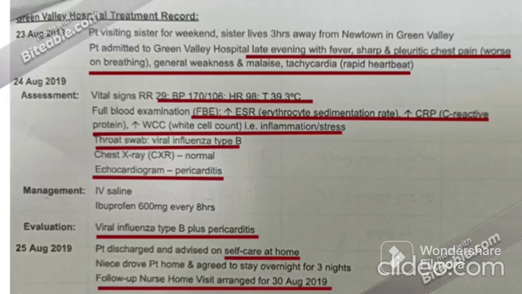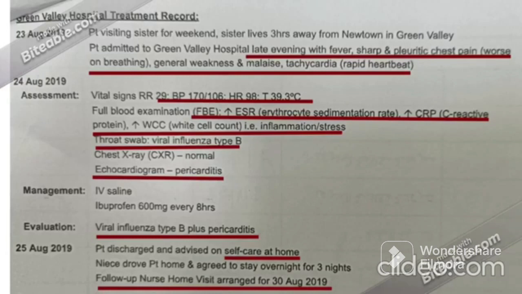Next, for the management, they gave an IV saline and ibuprofen 600 mg every 8 hours. On 25 August 2019, patient discharged and advised on self-care at home. Niece drove patient home and agreed to stay overnight for 3 nights. Follow-up nurse home visit arranged for 30 August 2019. So these are all the notes from the Green Valley Hospital. So they have managed and the patient got discharged with self-care at home.